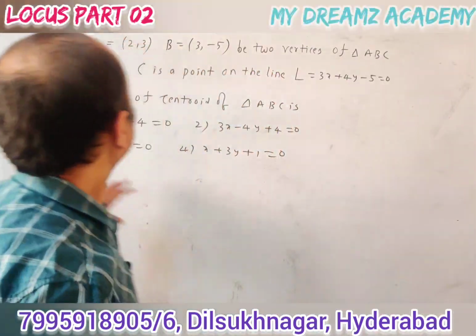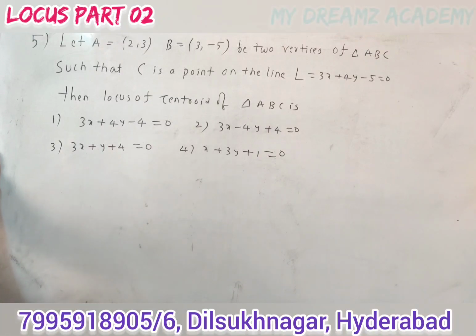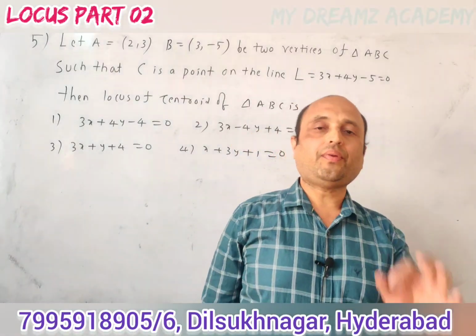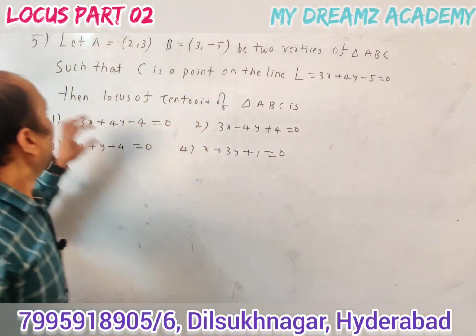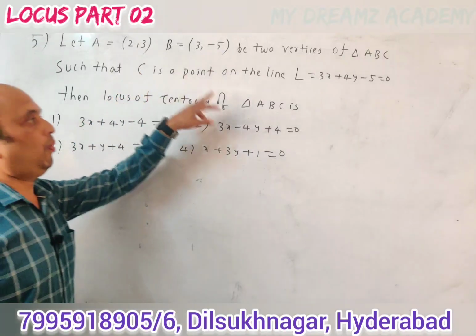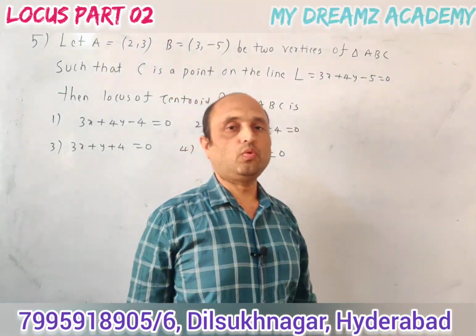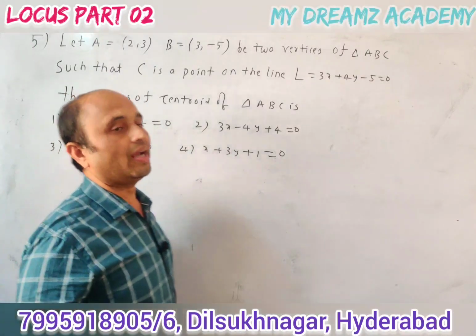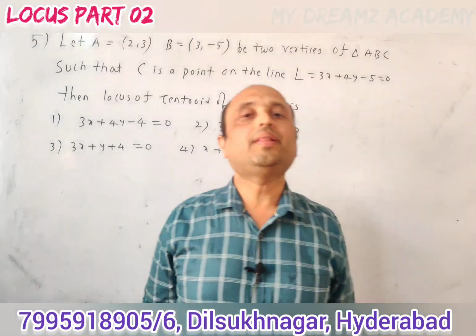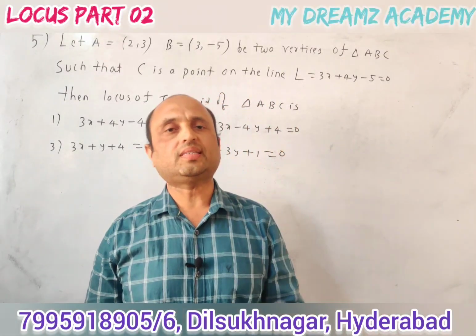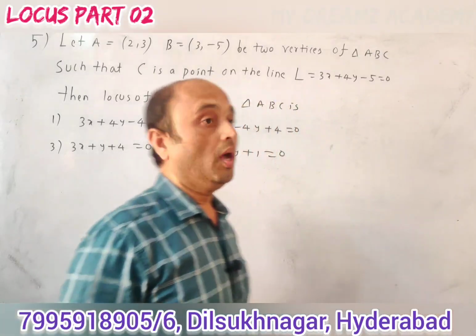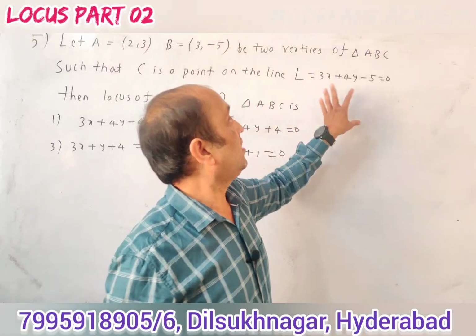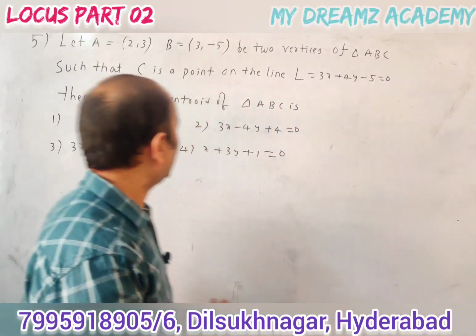So next question. A is equal to 2 comma 3, B is equal to 3 comma minus 5 be the two vertices of triangle ABC. Triangle ABC is such that C is a point on the line 3x plus 4y minus 5 equal to 0. Then the locus of the centroid of triangle ABC. Here we want to find the locus of the centroid of triangle ABC, and it is already given that C is a point on the line 3x plus 4y minus 5 is equal to 0.